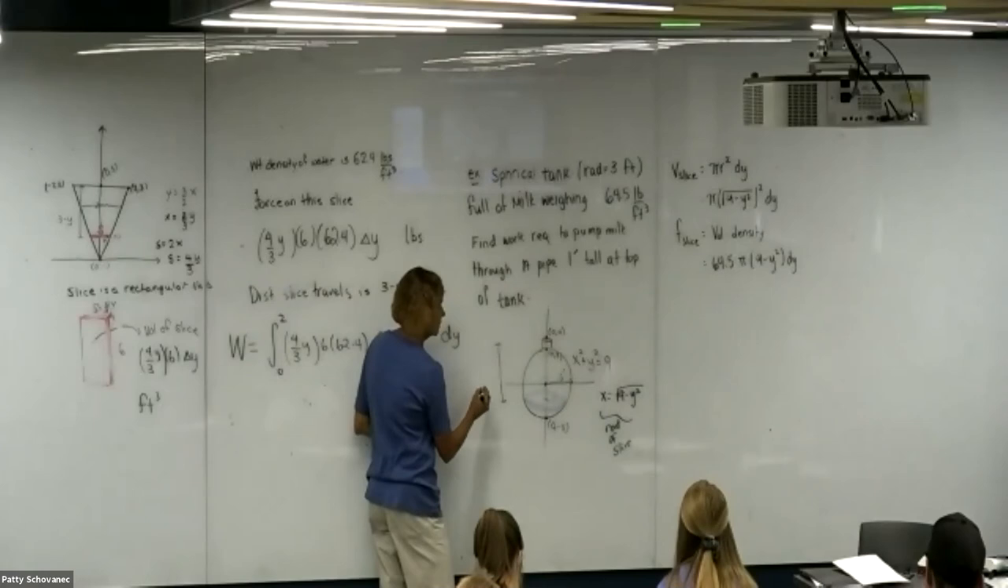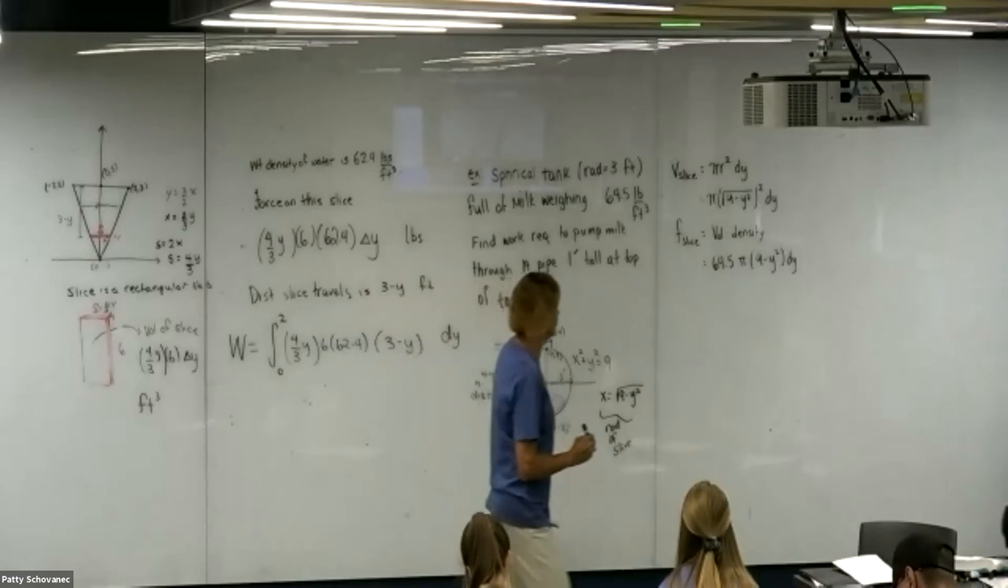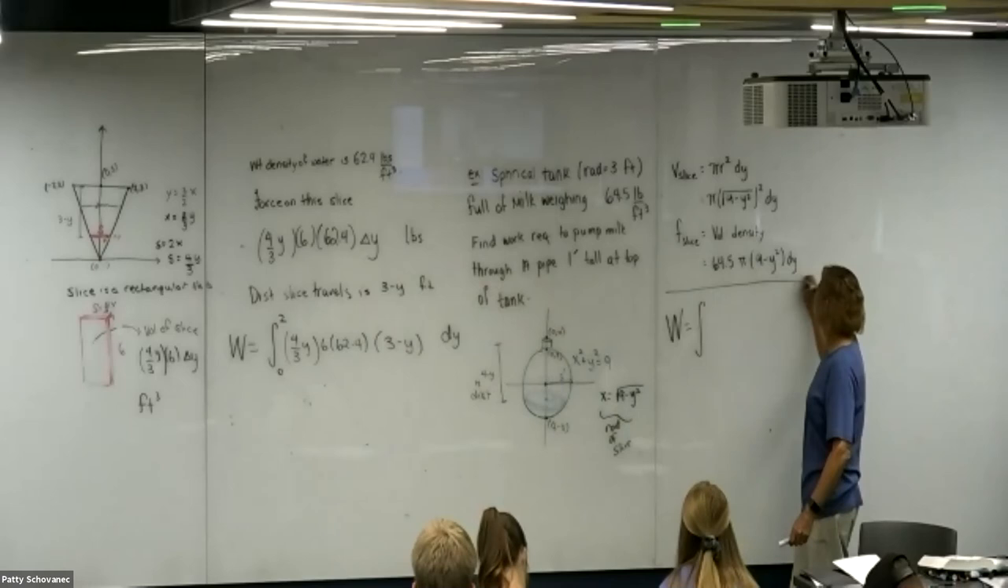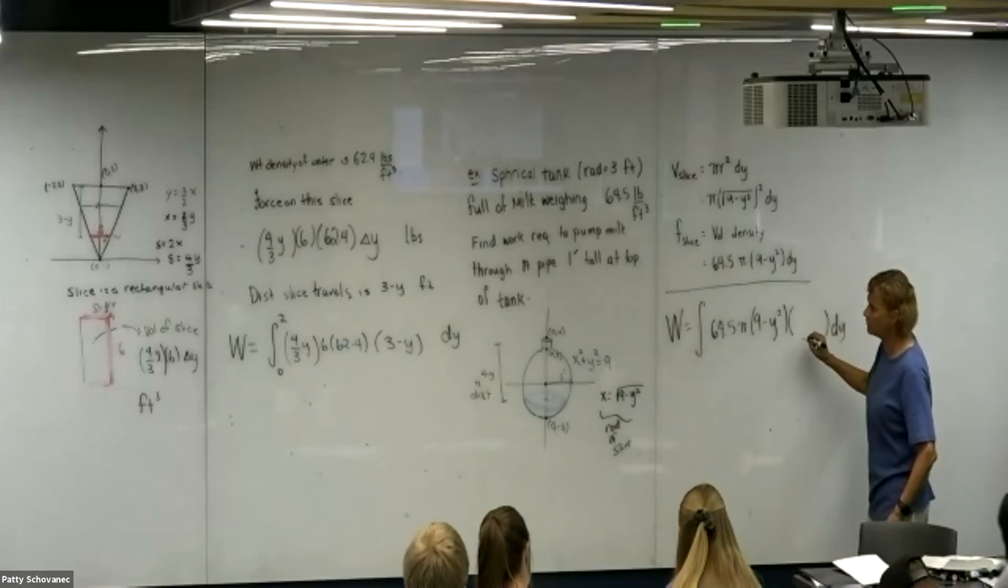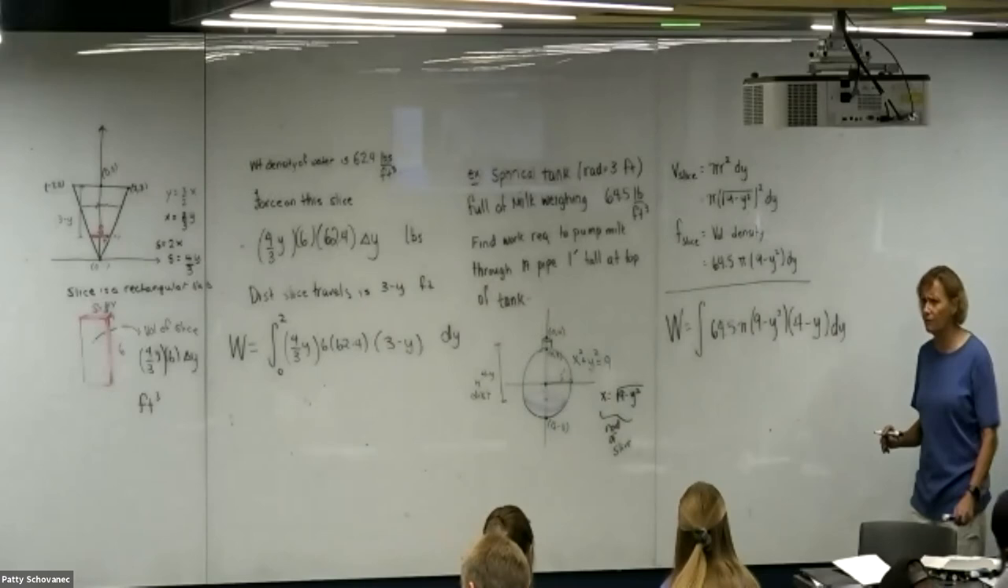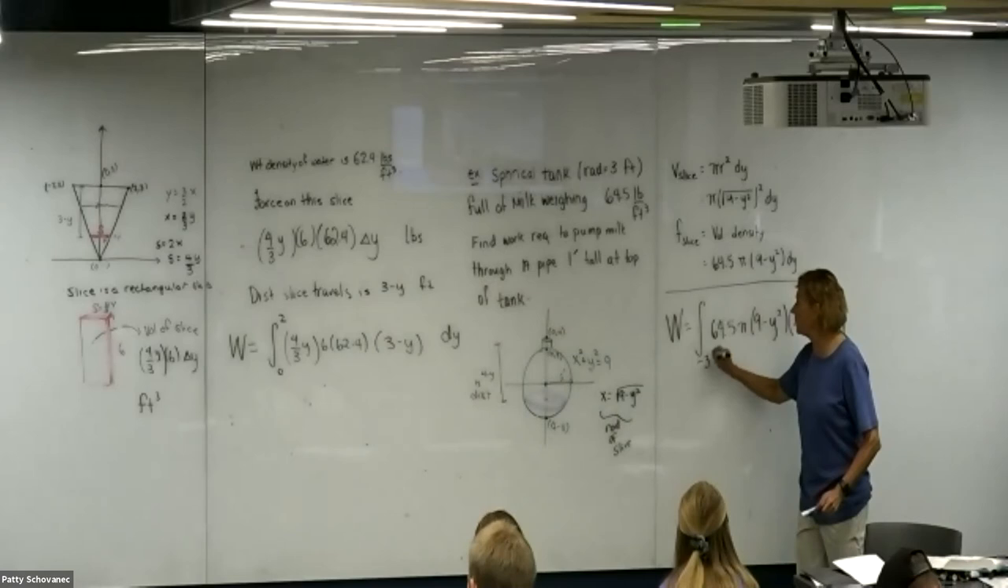Now let's put it in our integral. The total work is going to be the integral of all of that, my force, 64.5 pi 9 minus y squared dy, and squeeze in the distance right here of 4 minus y. And then the numbers on the integral sign reflect the depth of the liquid, not 0, -3 to 3, based upon the way I placed it. Okay, -3 to 3.